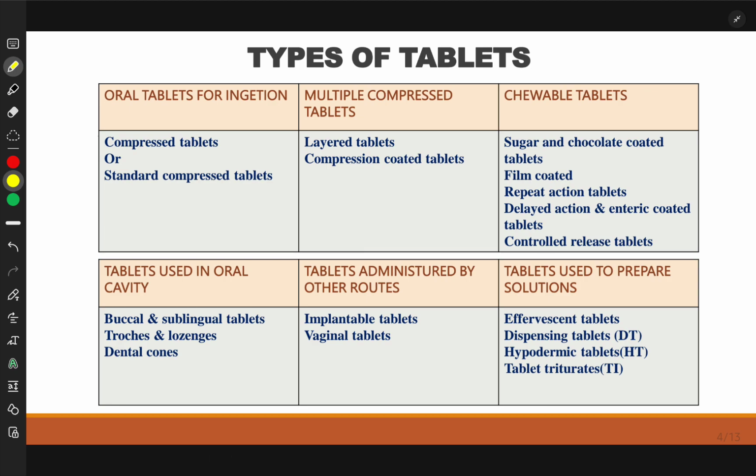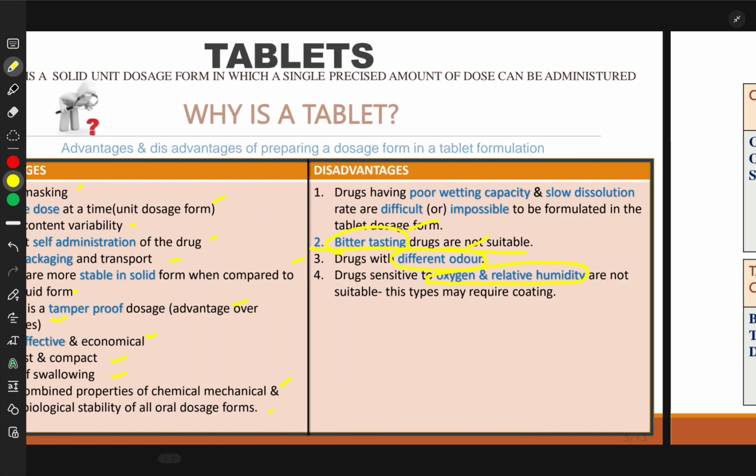We're not going to complete the topic all at once. We're going to complete some topics in one lecture and some in other lectures, because it is a huge topic, so it will take more time.